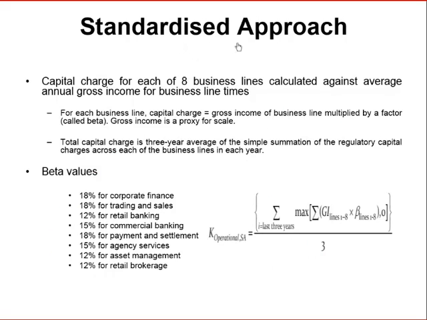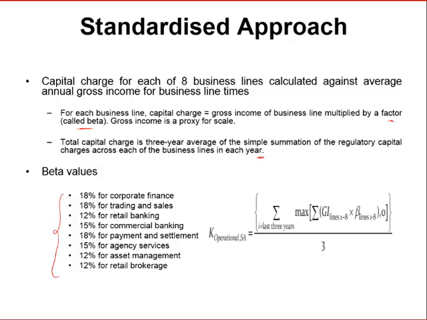In the standardized approach, the capital charge for each of the business lines is calculated as the average annual gross income for the business line times a factor called beta, which is specified for each of the business lines, as we saw. The calculation is pretty similar. So the total capital charge is the 3-year average of the simple summation of the regulatory capital charges across the business lines in each year.